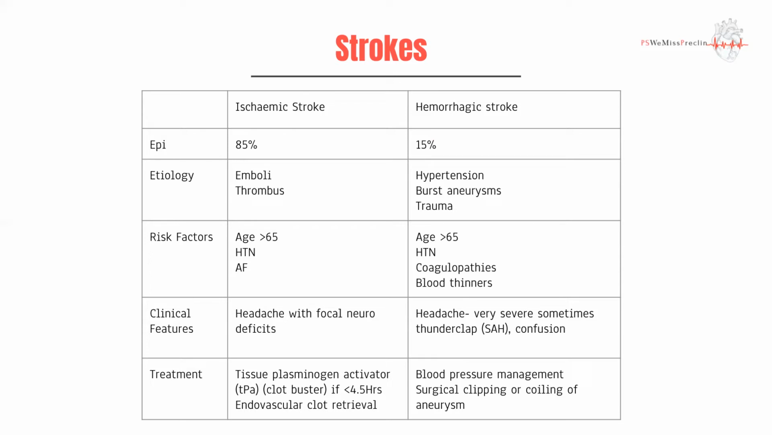In terms of treatment, the main differences are obviously approach. If you have an ischemic stroke, your goal is going to be to open up that blockage, which can be done through using tPA or a clot buster, alteplase.